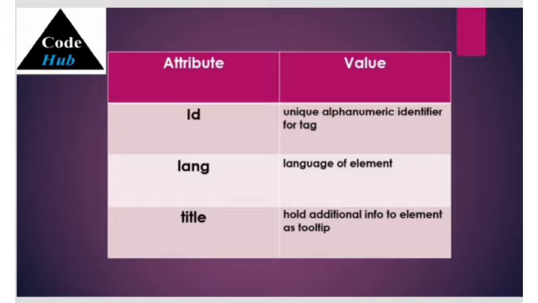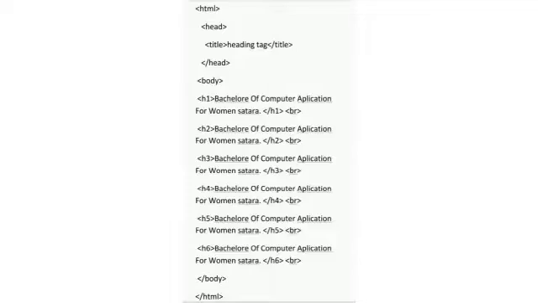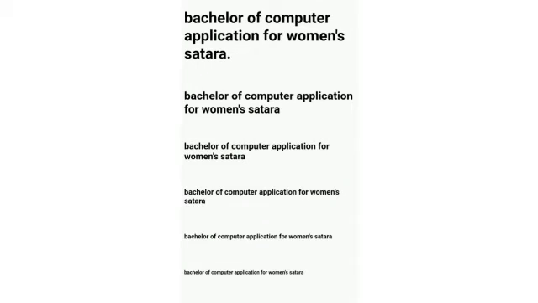Next is title. Title holds additional information about the element as a tooltip. Let's look at the program. Use the mandatory tags which are HTML, head tag, title tag, which consist of the formatting tags, and now the body, which will include some of the attributes included in formatting tags, which are bold, italic, underline, teletype, sub and sup. Now closing of the body tag and HTML tag. Done with the program. Now let's check out the output. We can see the output according to the attributes and their specifications.